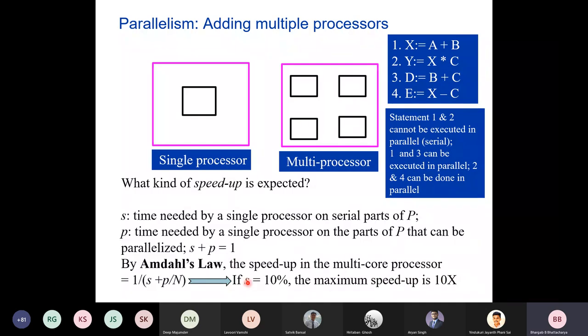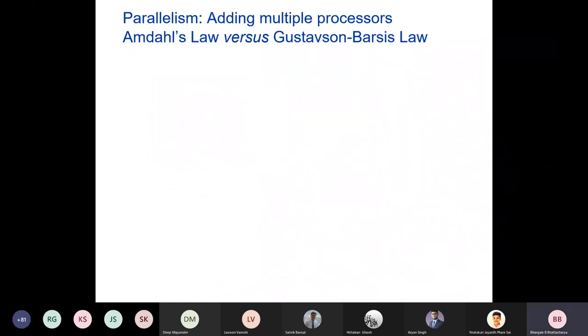Amdahl's law tells us that, so this is some kind of pessimistic approach. But you can also view the whole thing from a different perspective, and that's what is called Gustafson's law. I mean, things are not that bad.